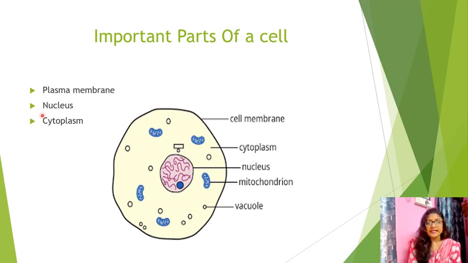The next one is the nucleus. This dense part of the cell is called the nucleus. Next, the cytoplasm. The semi-liquid part which is present in the cell is called the cytoplasm. So here we can say, in a cell, three parts are important: the cell membrane or plasma membrane, the nucleus and the cytoplasm.